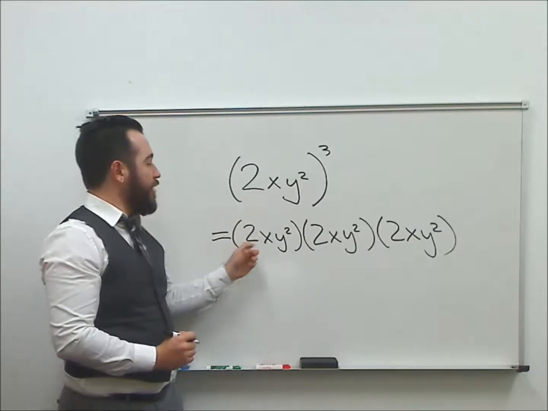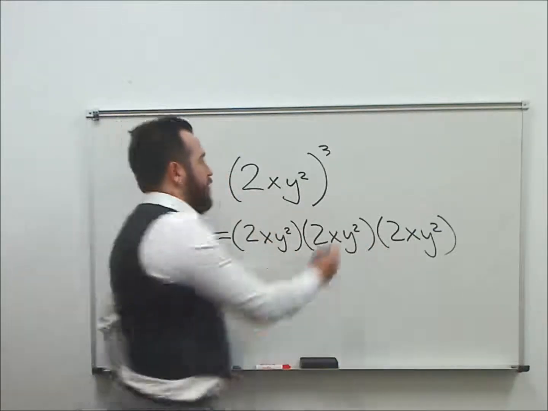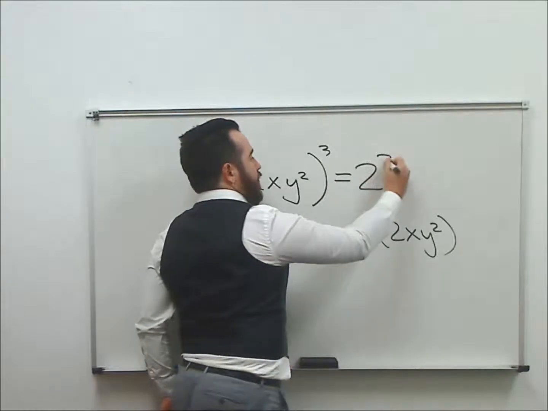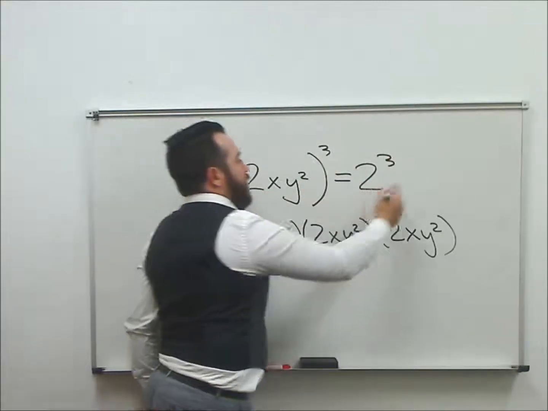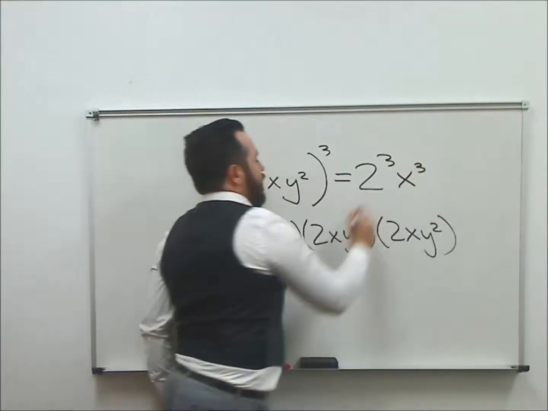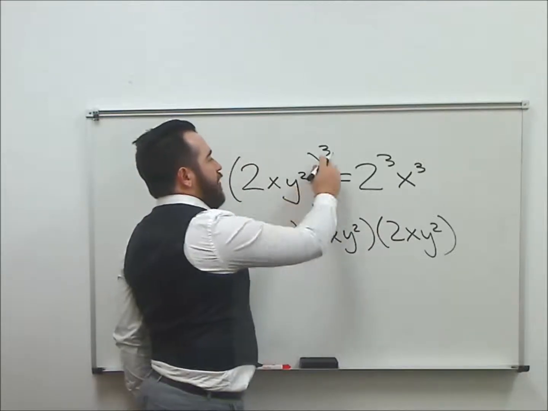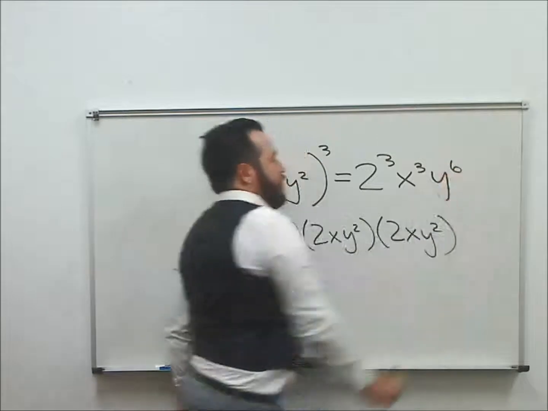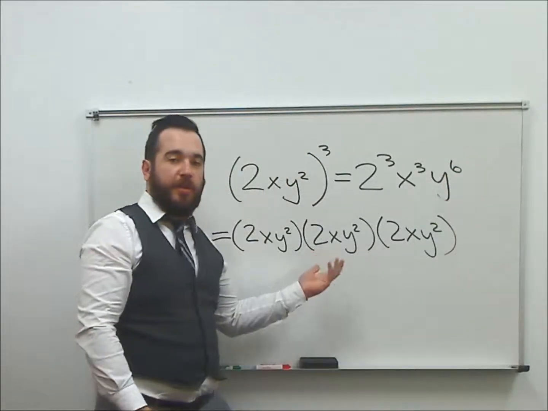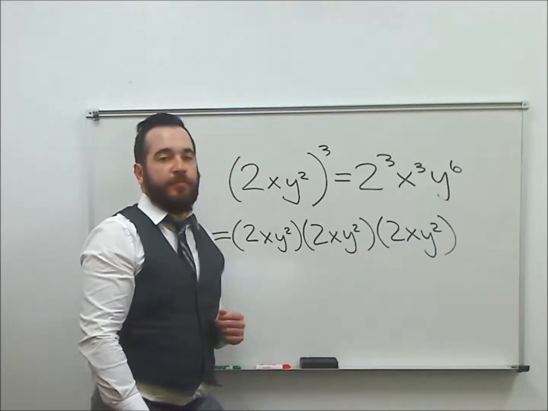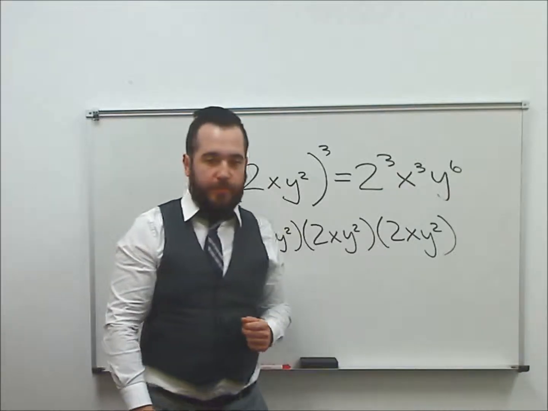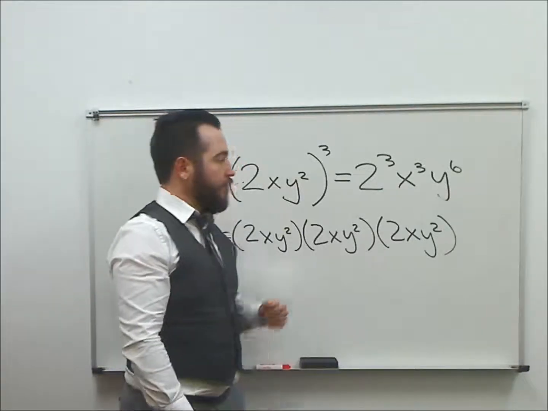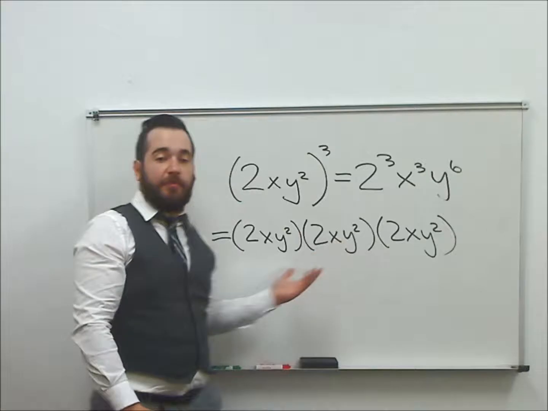So here we get 2 cubed, x cubed, and then y squared to the 3rd is y to the 6th. So there you are. So there you have it.